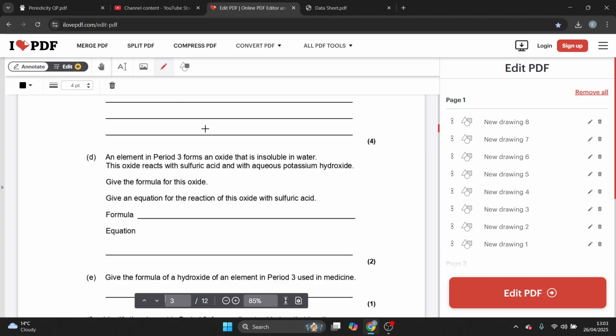An element in period 3 forms an oxide that is insoluble in water, and the oxide reacts with sulfuric acid and with aqueous potassium hydroxide. Give the formula of the oxide. This is a beautiful question. It shows you how they can test you in tiny details, but also how you need to apply it. Well, what is sulfuric acid? It's an acid. What is potassium hydroxide? It's a base, an alkali. And what do you call it? Amphoteric. And which is the one that you need to know in periodicity? Aluminium oxide.